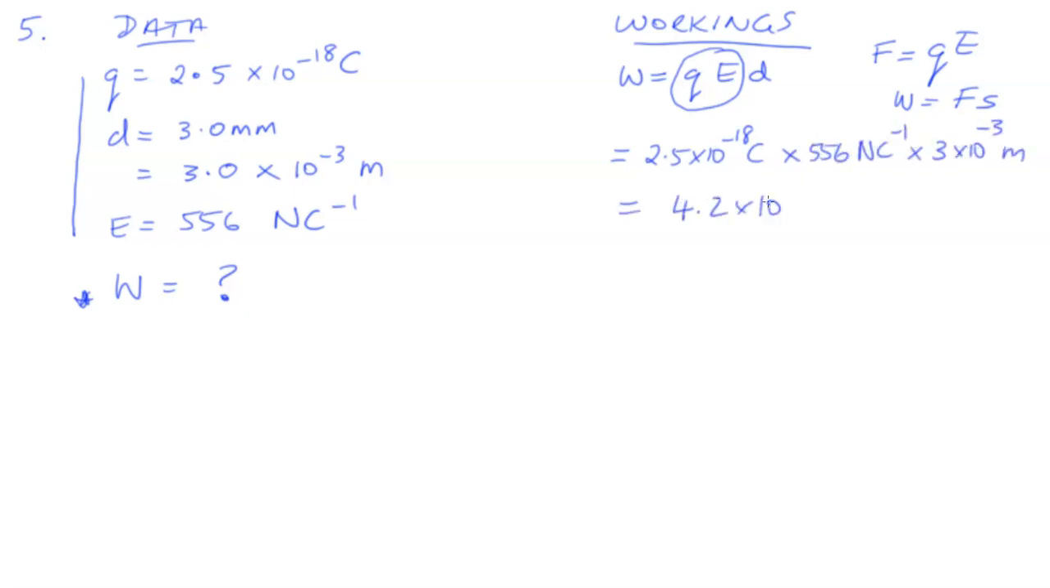And the answer we get is in Newton meters. And 1 Newton meter is equivalent to 1 joule, because work's also measured in joules. So it's equivalent to this in joules. Our final statement would be: the work done to move the positively charged particle towards the positive plate is 4.2 times 10 to the minus 18 joules.